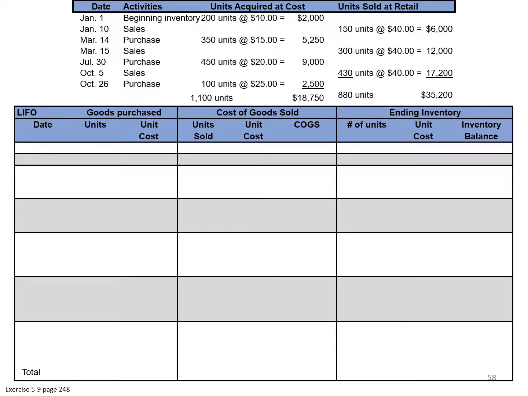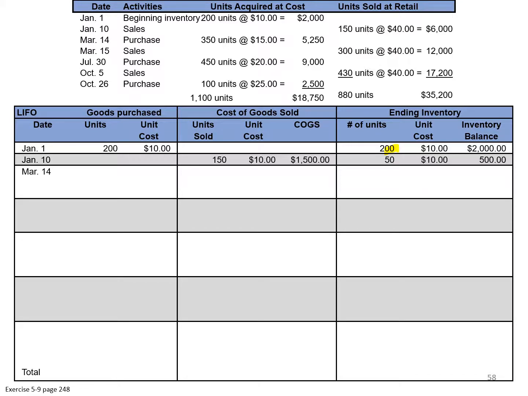Okay, so under the LIFO method, January 1st, we have our 200 units at $10, which is also then in our ending inventory of January 1st because we haven't sold anything as of January 1st. Then we make a sale on January 10th of 150 units. Our last units in are our first units sold. So we're going to take 150 of that 200 units here. We're going to sell 150 at our $10 cost for a total cost of goods sold of $1,500, which leaves 50 units at $10 in our ending inventory.